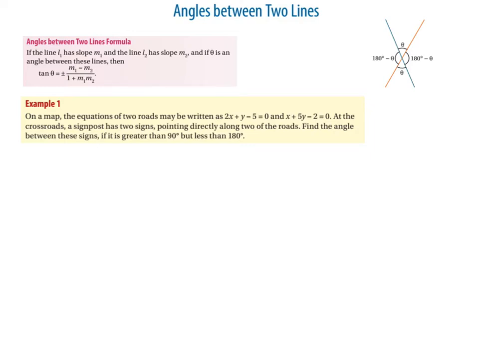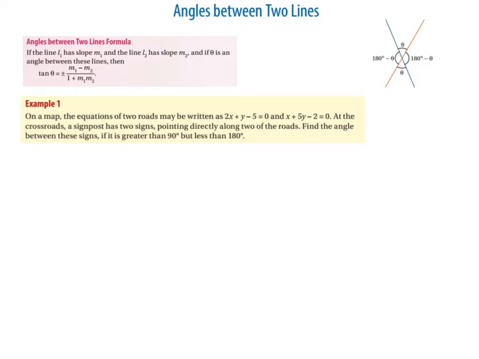Hi guys, in this video we are going to look at the angle between two lines. As you can see, if we draw two lines, for example this line here and this line here, we can work out this angle theta. And notice if this is theta and this is a straight line, this is obviously 180 degrees take away theta, because it is 180 degrees in a straight line.